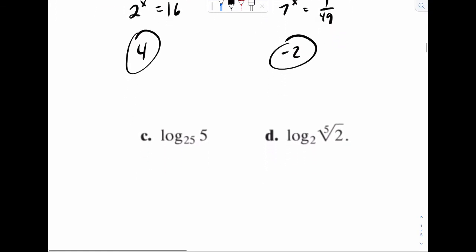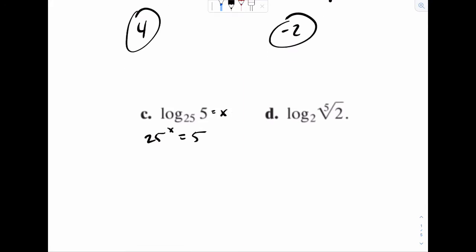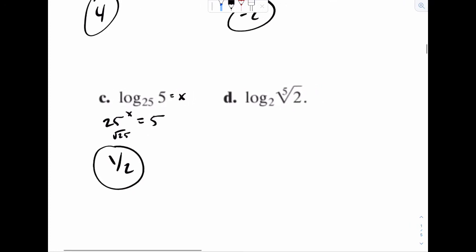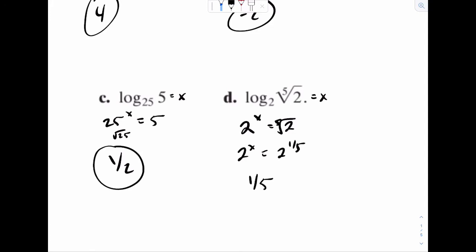And then this next one, 25 to the x should equal 5. So that would be 1/2. If you're wondering why, that's because 1/2 is the same thing as square root of 25. And this last one, you could say, well, 2 to what power is the 5th root of 2? So that would mean 2 to the x is equal to 2 to the 1/5. So x must be 1/5.